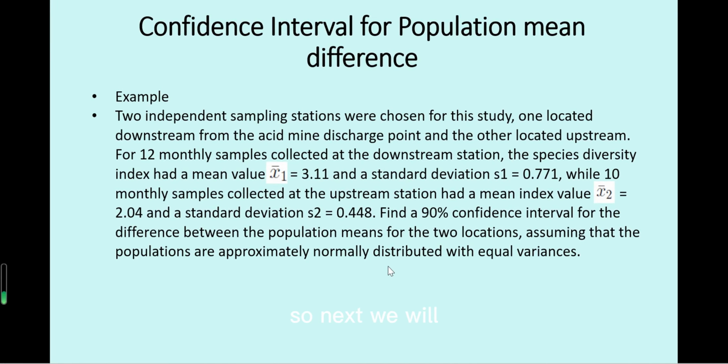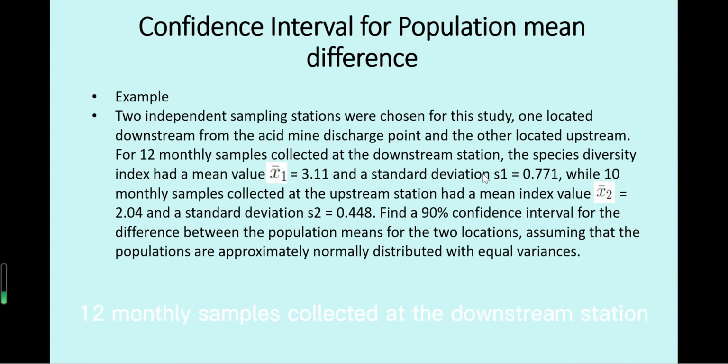So next we will see an example. Two independent sampling stations were chosen for this study. One located downstream from the acid mine discharge point and the other located upstream.